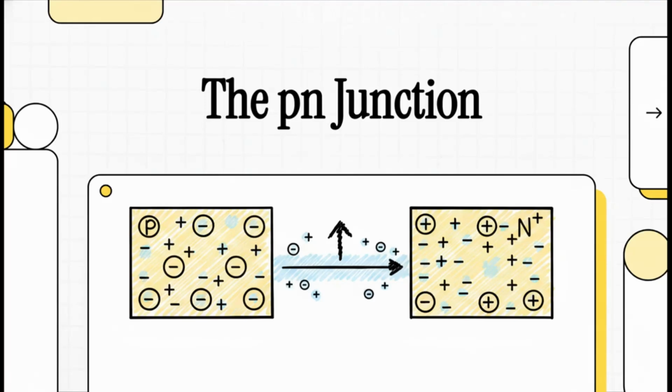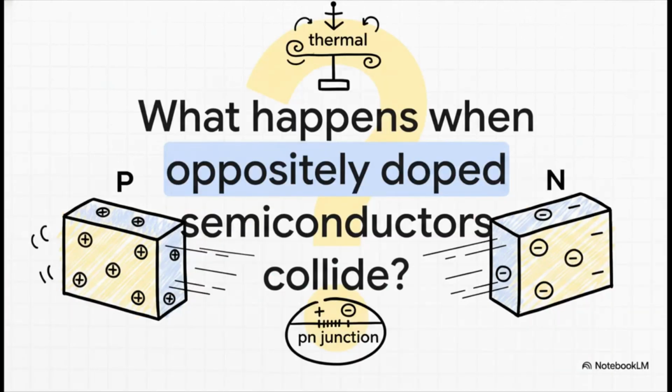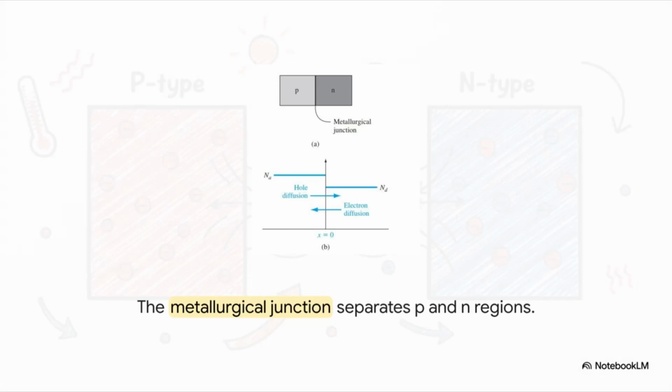Welcome to this explainer. Let's dive right into the PN junction, the hidden physics literally powering your microchips. So what actually happens when two oppositely doped semiconductors physically smash together? Let's figure it out. We start with a single crystal split into P and N regions.